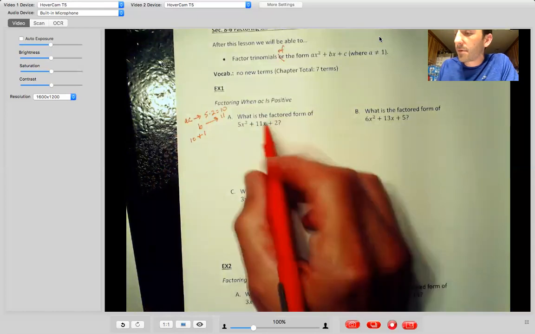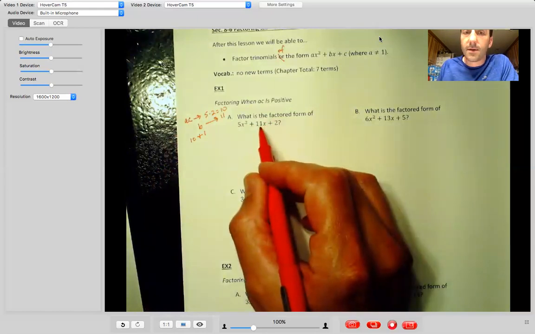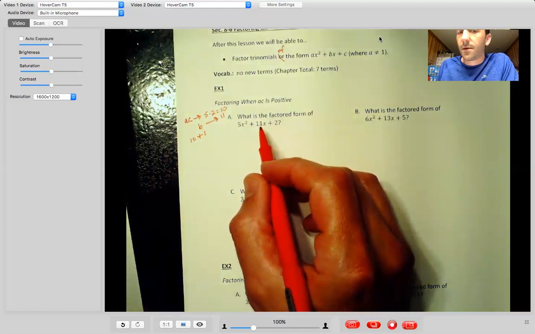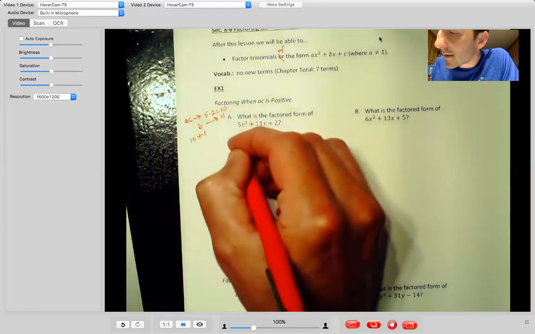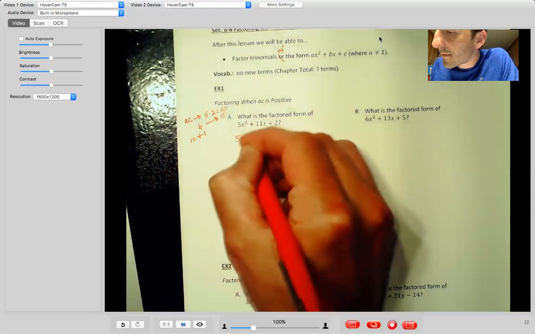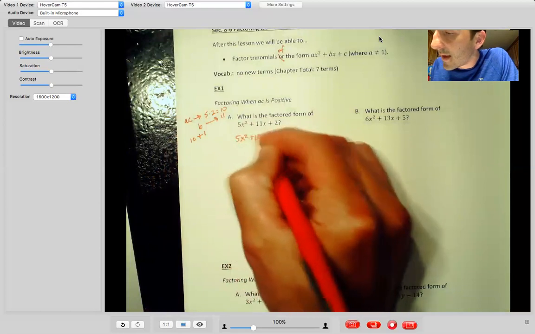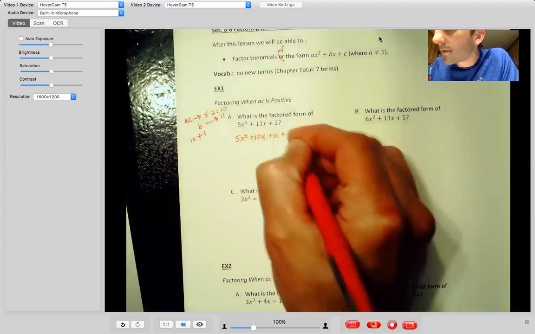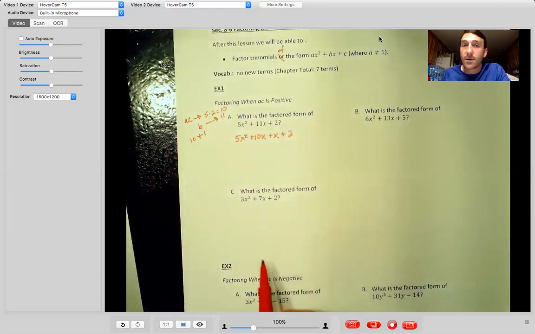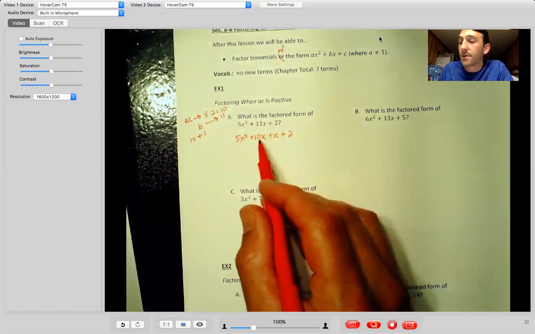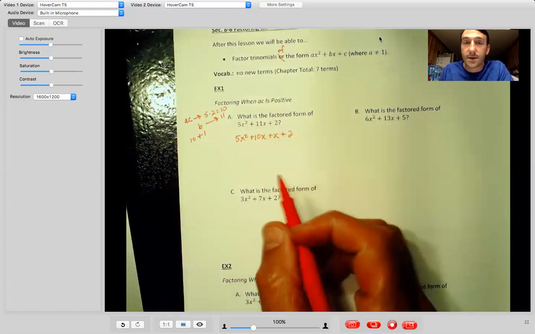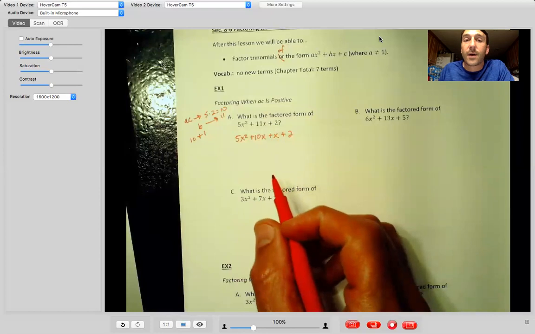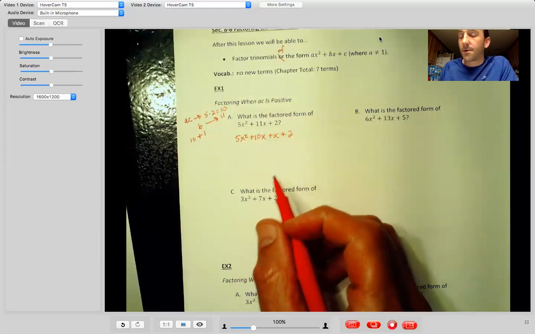So basically we split this middle term up into the sum of two terms. So we're going to rewrite this as 5x squared plus 10x plus 1x, or just x, plus 2. Now, one question you're going to want to ask is, how do you know to put the 10x before the x? And the answer is it doesn't matter. So when we factor by grouping, it doesn't matter there.